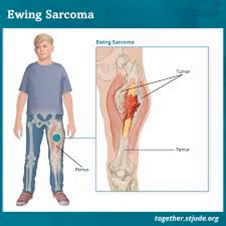Ewing sarcoma is a rare and aggressive type of cancer that primarily affects the bones or the soft tissues around the bones. It most often occurs in children, teenagers, and young adults, and is more common in males than females. Ewing sarcoma typically arises in the long bones of the arms, legs, pelvis, or chest, but it can develop in any bone or soft tissue.